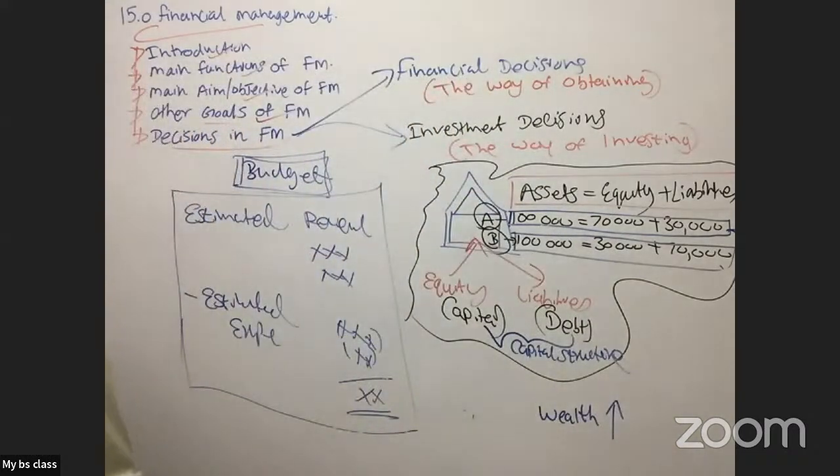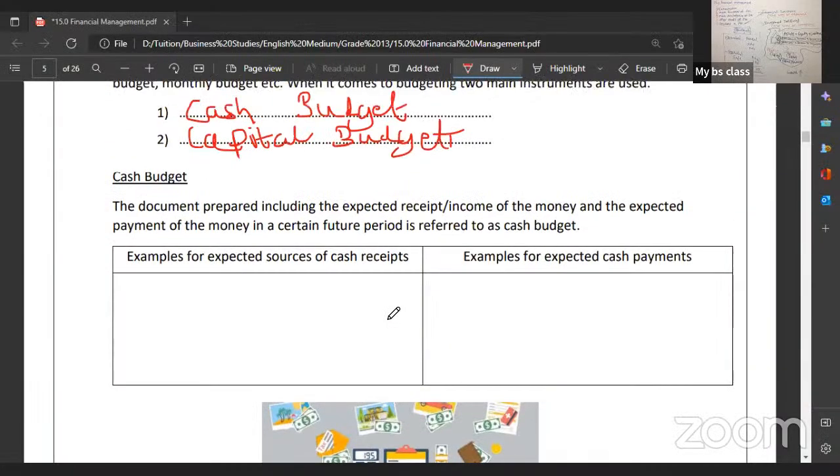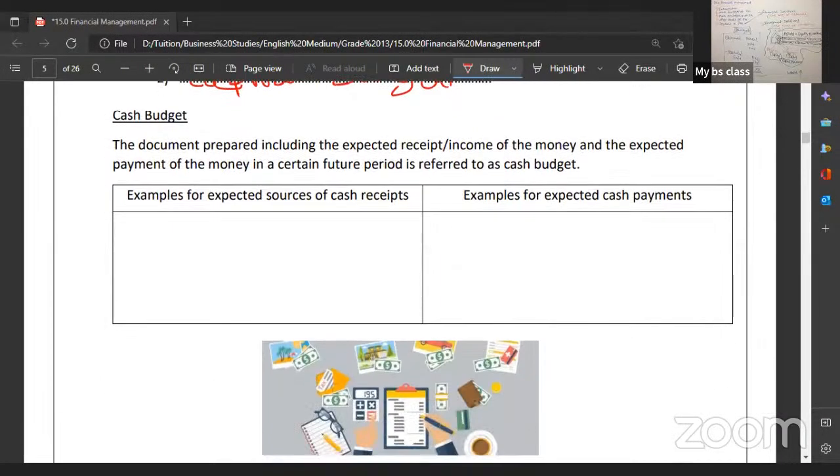In a cash budget and capital budget, let's write some examples and you will realize what sort of items come under each. අපිට පුළුවන් මේ විදිහට table එකක් දාගන්න. So can we have a table like that? Write the topic, cash budget, and the table has examples for the cash receipts, which is the cash receivable for your business, and examples for the cash payments. Okay, so cash budget is all about your cash in and cash out.